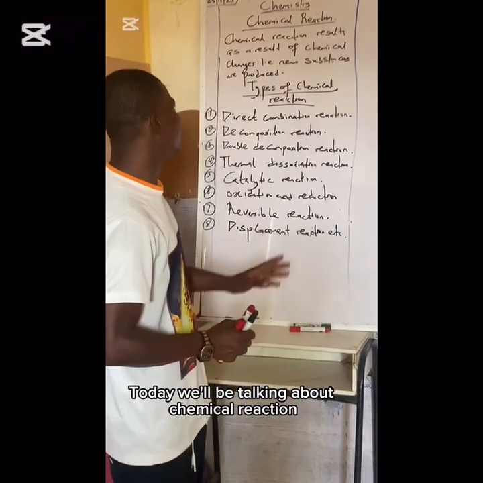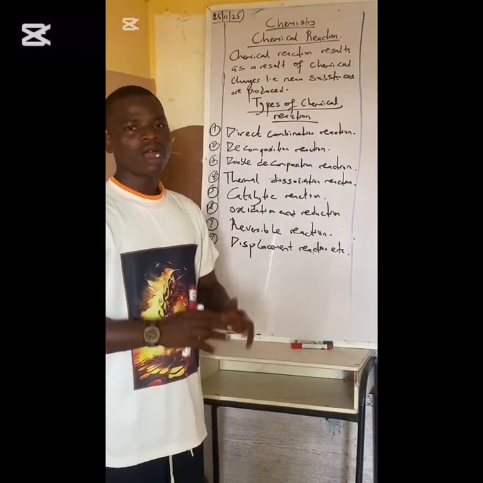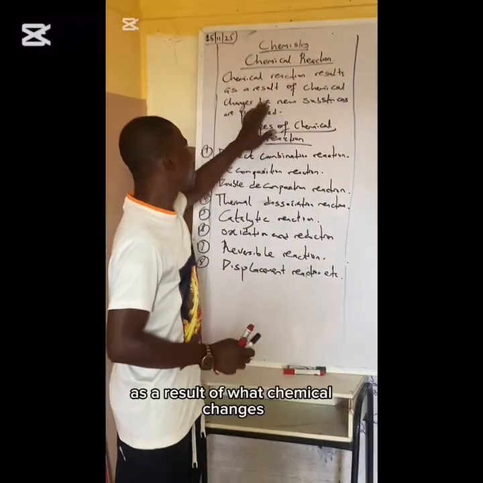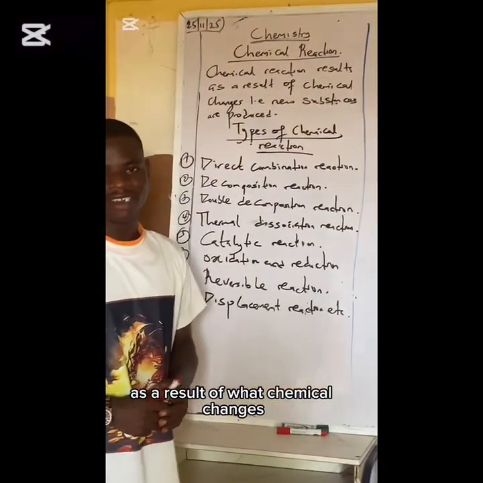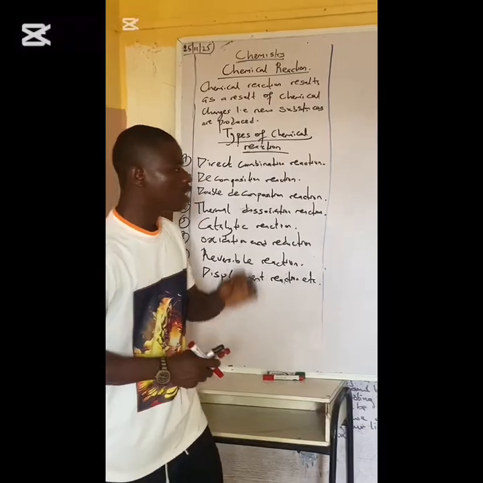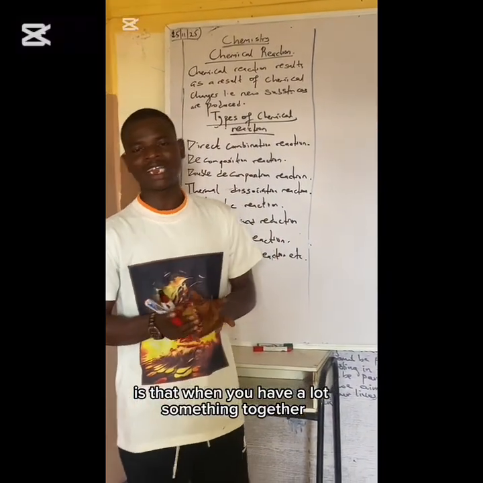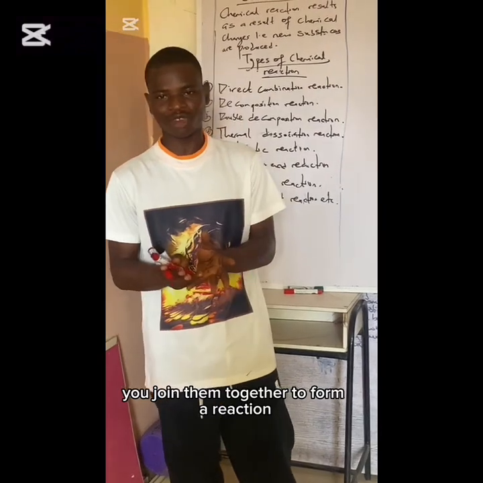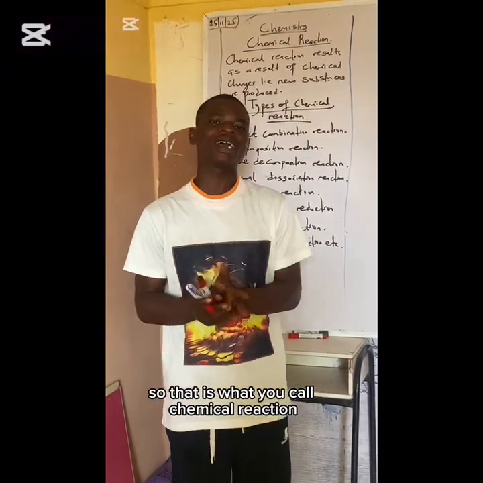Today we'll be talking about chemical reactions. The first thing we need to understand is that a chemical reaction results from what? Chemical changes. That means, how can you identify this in chemistry? It is when you have raw ingredients and you join them together to form a reaction. So that is what we call a chemical reaction.